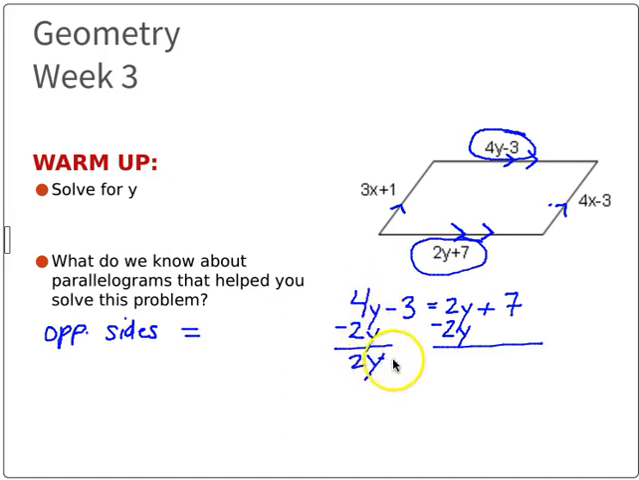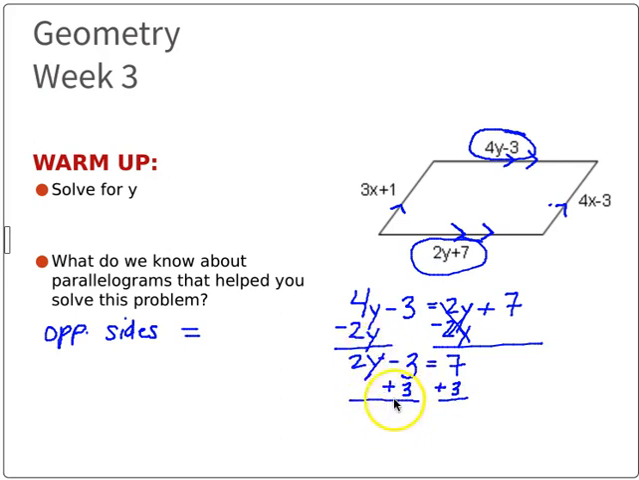4y minus 2y is 2y. And I still have that negative 3 hanging out on the right side. My y's canceled out on the right side, and I'm left with just 7. So now I want to work on getting y all alone, so I'm going to move that negative 3. To get rid of that and move it to the other side, I'm going to do the opposite of subtracting. I'm going to add that 3 to both sides.